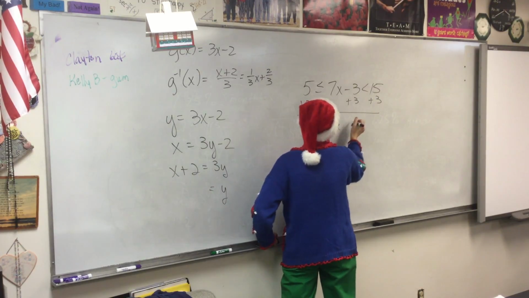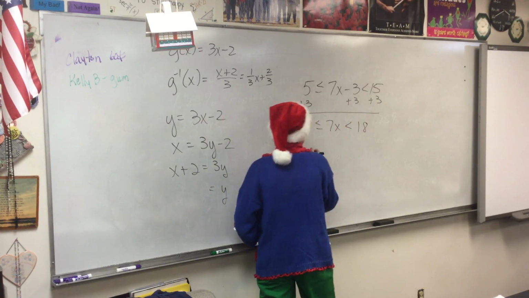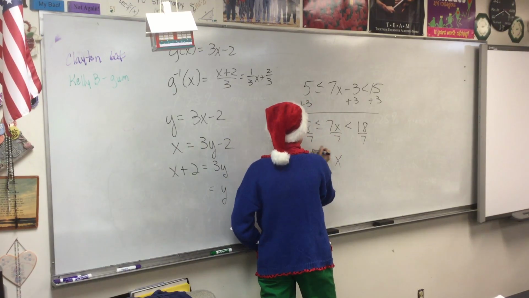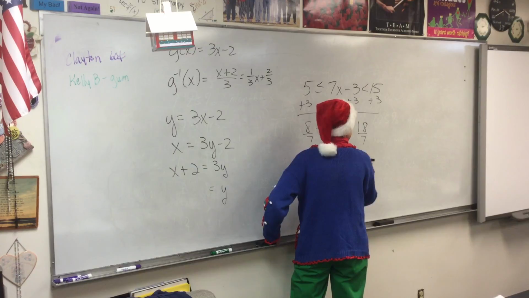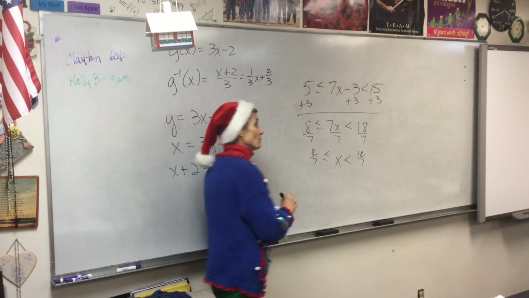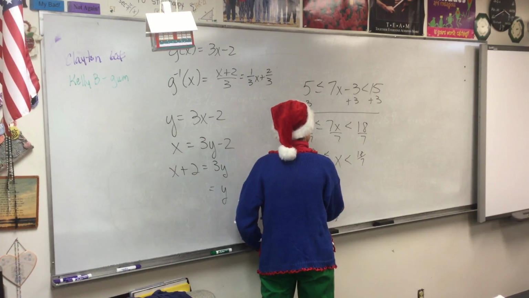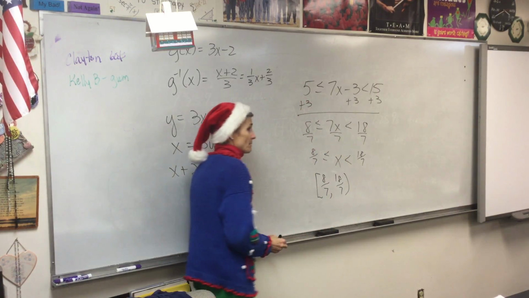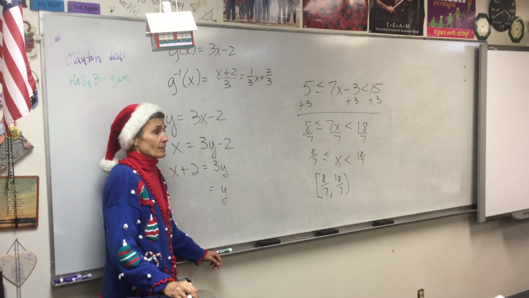And then we need to get rid of the 7. So we'll divide by 7. So x is between 8/7 and 18/7. That would be the answer. Now, it might be written as an interval, which would be like this, right? Might be written as an interval instead of as an inequality.